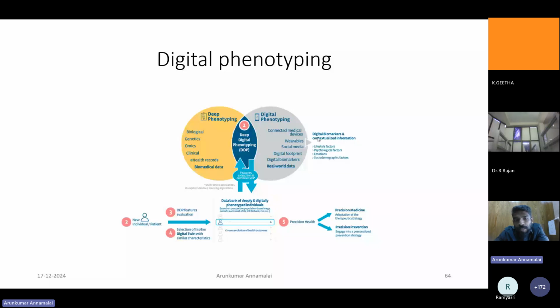There's another thing called deep phenotyping, where you collect data about a patient, but not from the patient directly, but from their omics, from the genetic, from the clinical data, other e-health records, biomedical data, and biological data. So you put these two things together, and we get something called deep digital phenotyping, where I'm going to collect data about one person in all possible directions.